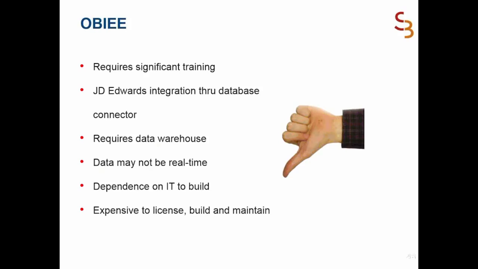So OBIEE is a comprehensive business intelligence platform. It can provide you almost all the reporting capabilities that you would ever need. But what are some of the drawbacks? Well, with a platform of this size, significant training is required. IT must be trained in order to design and build a data warehouse, as well as how to create the reports. Users will need significant training to understand all the capabilities of how to utilize these reports.